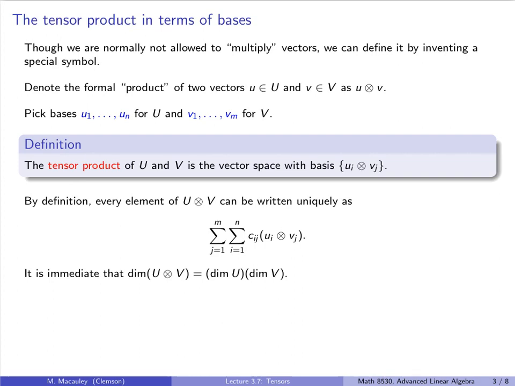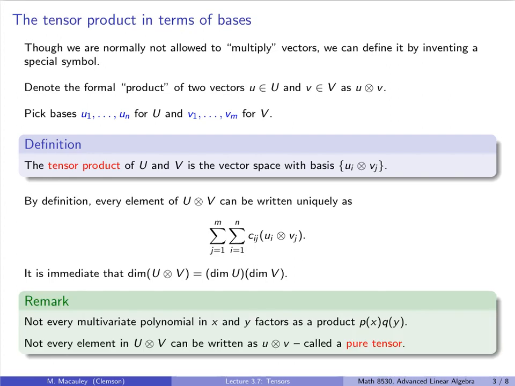So by construction, every element can be written uniquely as a linear combination of ui tensor vj. So there's going to be n times m terms like this. It is immediate that dimension is multiplicative. In other words, the dimension of U tensor V is the dimension of U times the dimension of V. Let's pause to make a few observations.